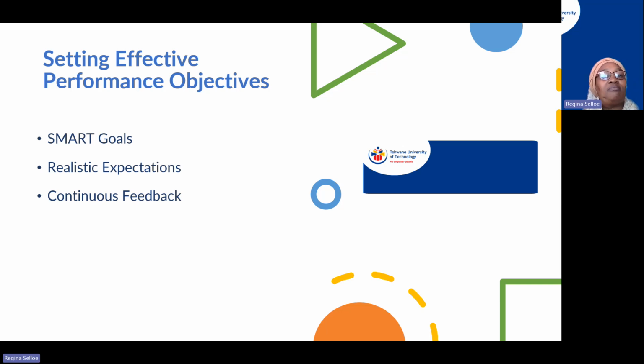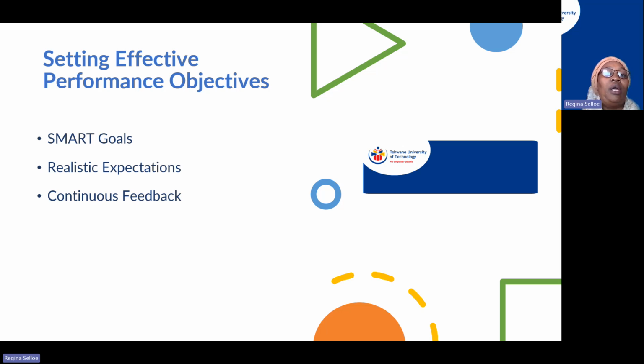Continuous feedback is very important. When we talk about continuous feedback, we need to make sure that we provide regular feedback to our agents about their performance and areas for improvement. That way, we will be able to set effective performance objectives.